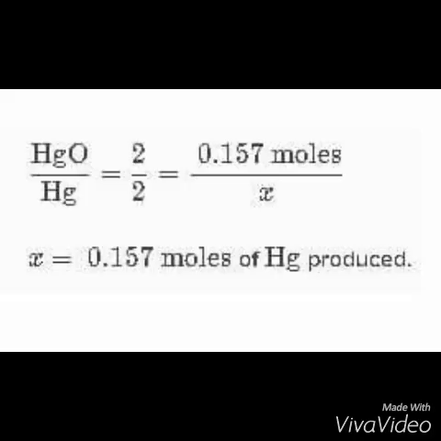The mole ratio of HgO over Hg in the reaction is 2 over 2. Therefore, X is equal to 0.157 moles of Hg.